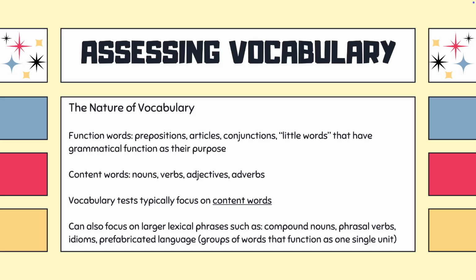Okay. More function words. Function words are sometimes also called structure words. These are the little words like prepositions, articles, conjunctions, and their purpose is only for grammatical function. They help put the sentence together. Content words are nouns, verbs, adjectives, adverbs, and these are the words that give meaning. When we give a vocabulary test, we typically focus on content words. If you're using function words, then it's more of a grammar test.